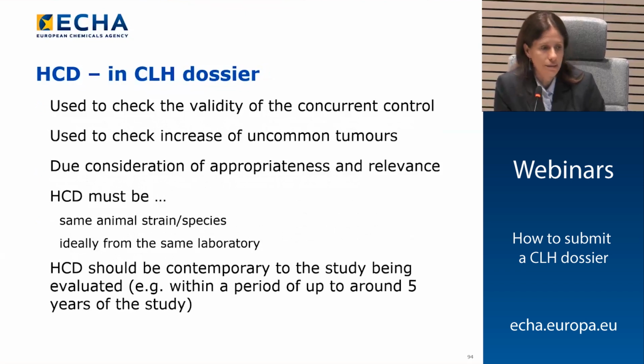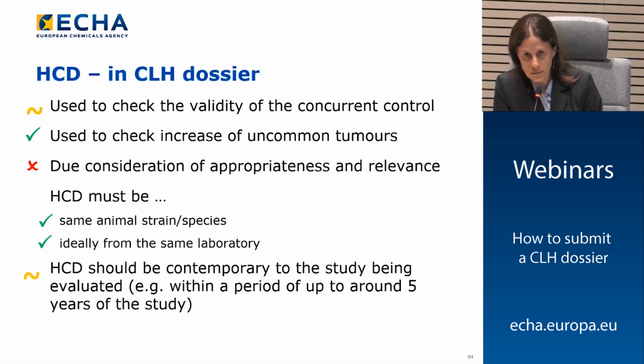So what do we see in the CLH dossiers? Here I listed again all these variables that I've been speaking about on the last slides, and on the left side you will see symbols that represent what we see. Are they used for the validity of the concurrent control? Sometimes they are. Are they used for checking the increase or decrease of uncommon tumors? Yes, always. Is due consideration of appropriateness and relevance included in the CLH dossier? Almost never, and that is a bit of a problem.